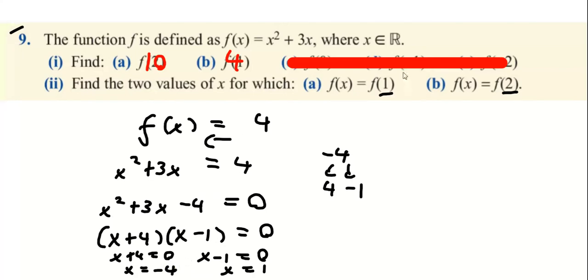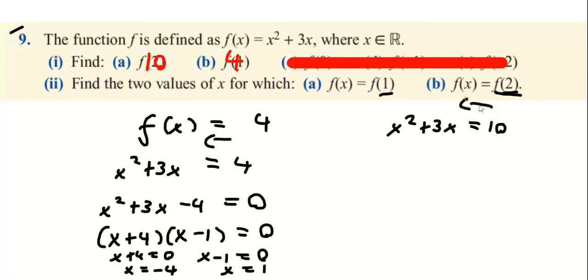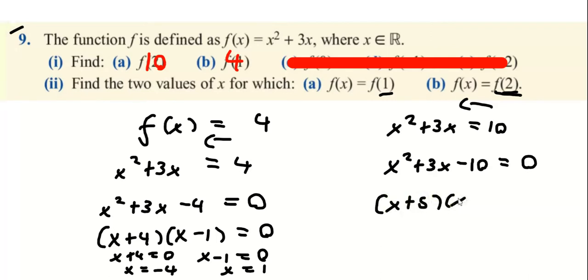All right. Do you reckon you know how to do the next one now? What's the answer for f2? 10. So x squared plus 3x equals 10. Bring 10 over to the other side, what happens? Minus 10 equals 0. And then 2 values is going to be x plus 5 and x minus 2.